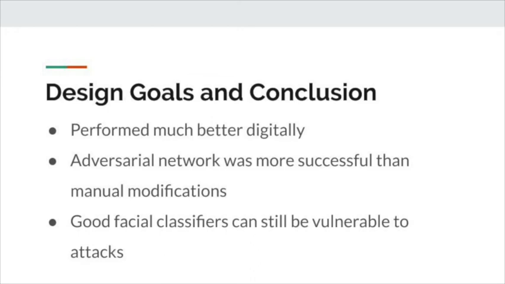Our usage of the two different modification methods also shows the advantages of using a neural network as opposed to just making manual changes. While it is possible for human-made modifications to thwart a facial recognition system, an adversarial network performs so much better at achieving targeted misclassification. Overall, our project demonstrated that good facial classifiers can still be vulnerable to attacks, and given that facial recognition technology is getting increasingly popular nowadays, this is something that should be considered.